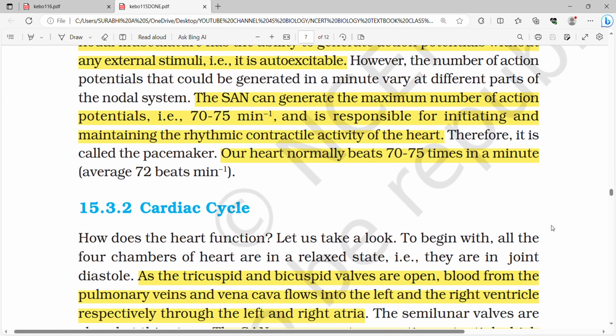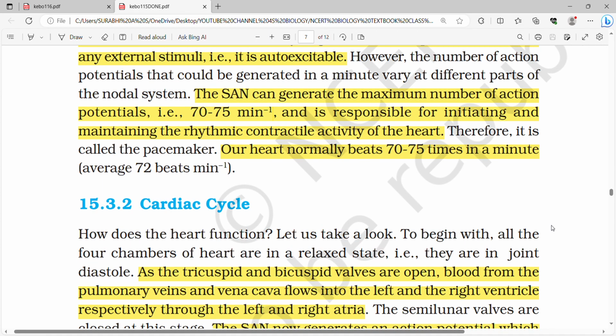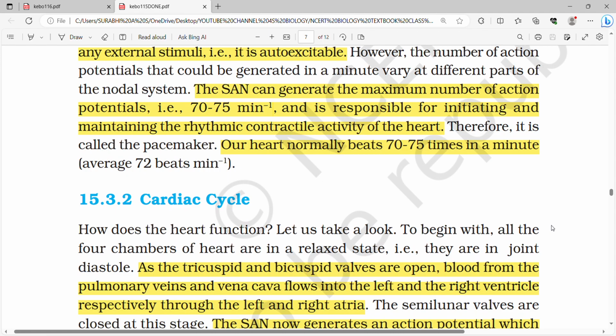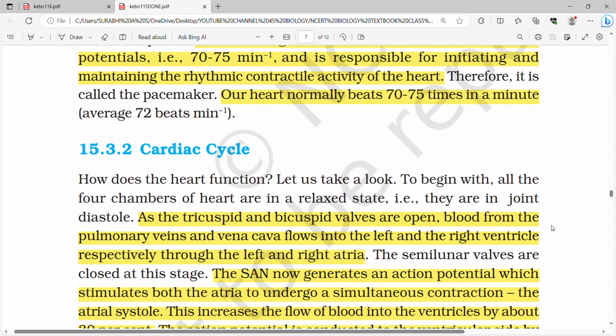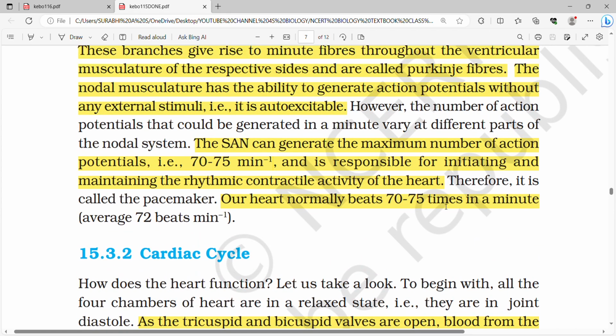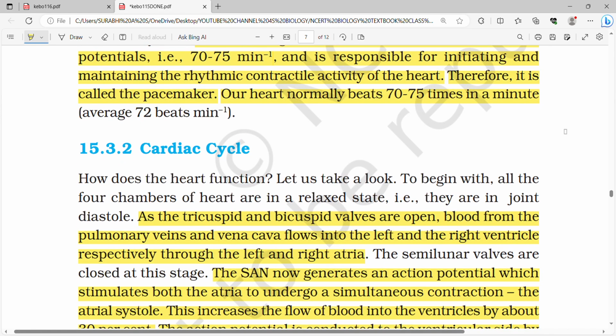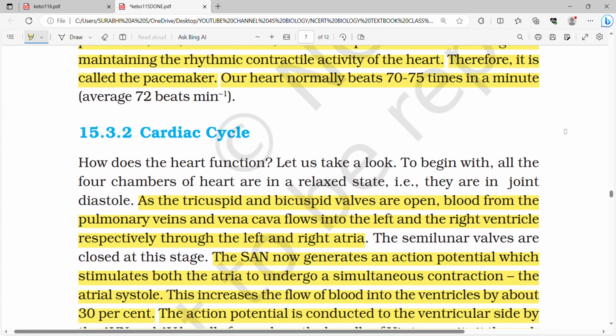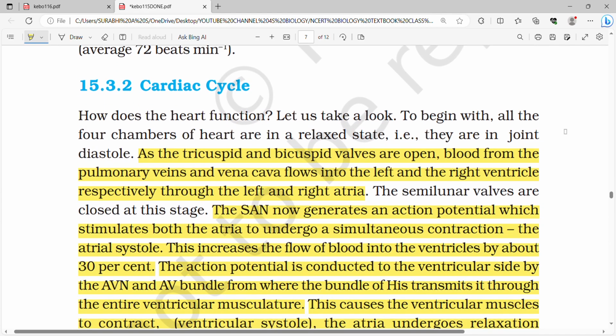The SAN, that is the sinoatrial node, can generate the maximum number of action potentials, 70 to 75 per minute, and is responsible for initiating and maintaining the rhythmic contractile activity of the heart. So our heart normally beats 70 to 75 times in a minute, and the SAN is also called the natural pacemaker. If this gets damaged, an artificial pacemaker has to be used, which will be installed inside near the heart.